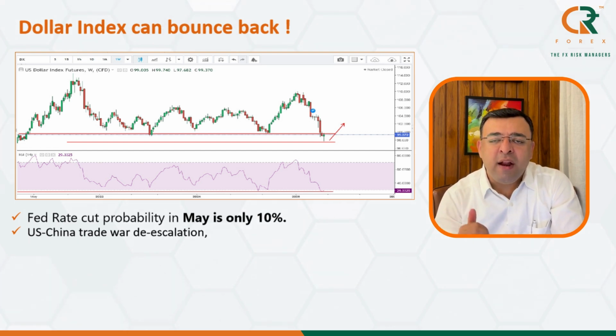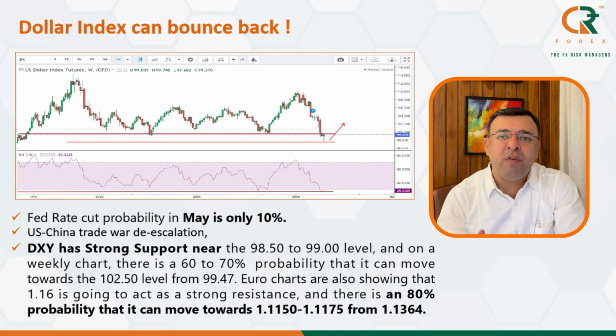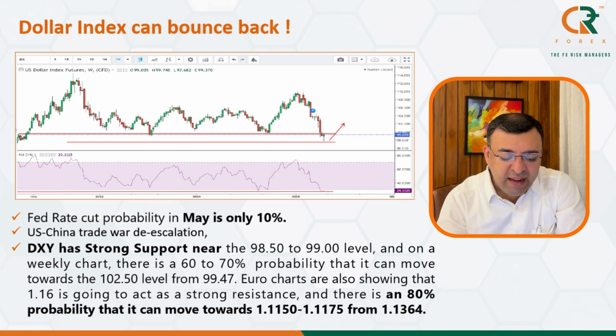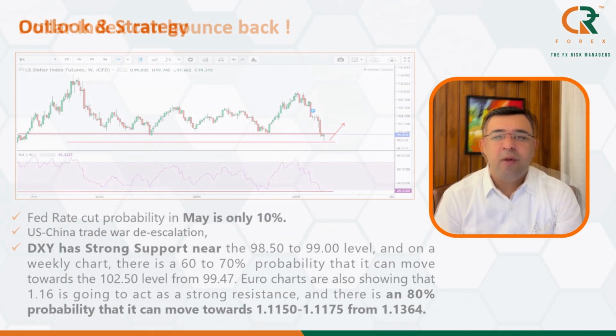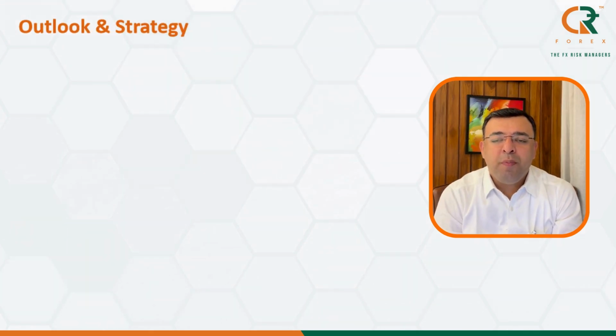Now, if the dollar index is moving towards 102.50 or 103 kind of level, what is the view on the euro? We think that there is an 80% probability that 1.15 to 1.16 is going to act as a strong resistance and the euro can eventually move towards 1.1150 to 1.1175 kind of levels.